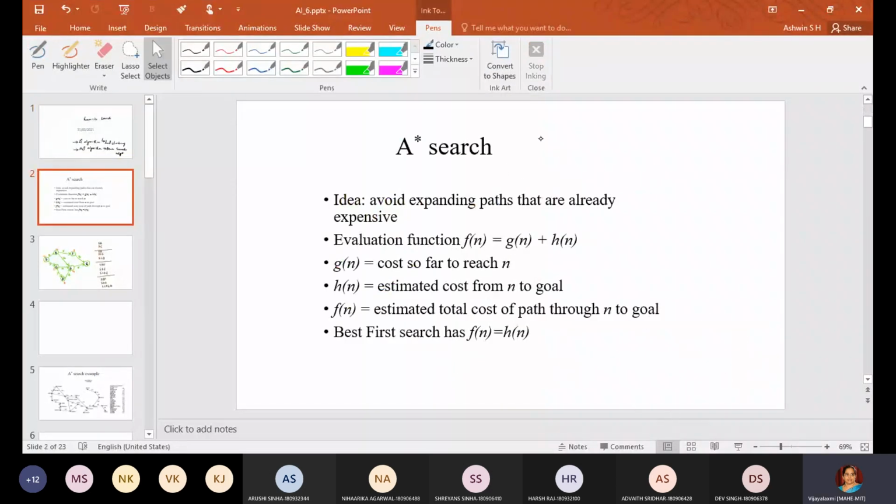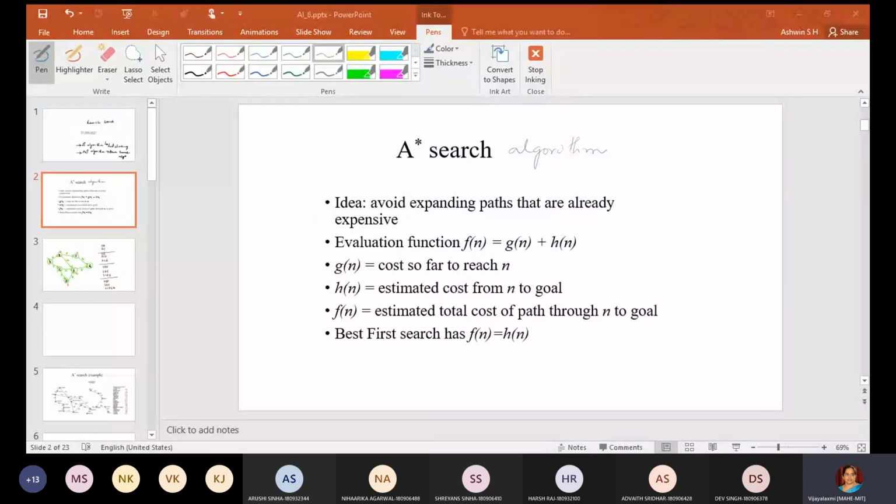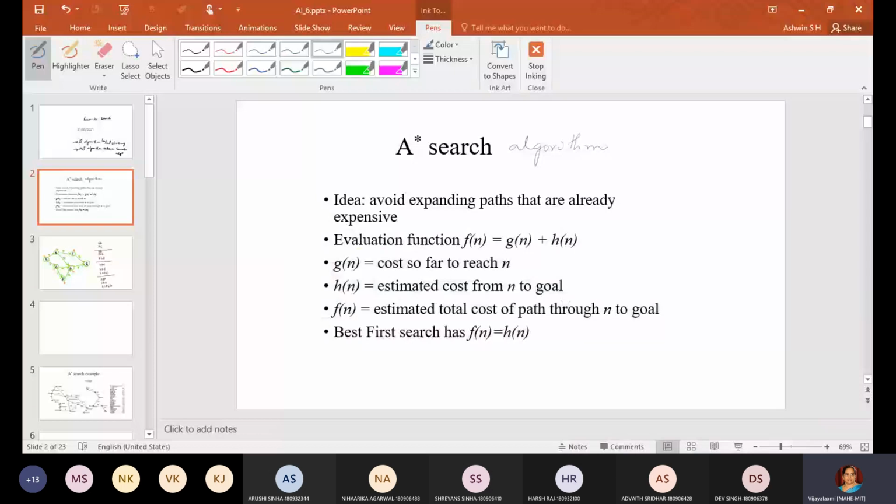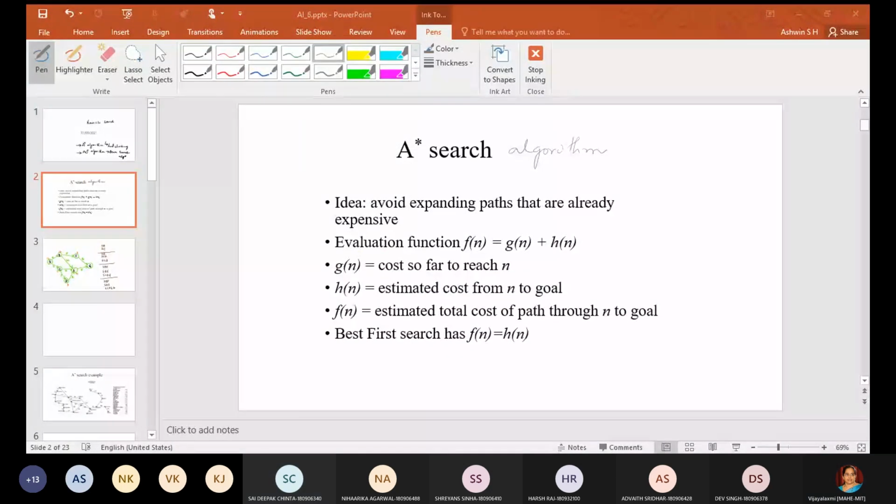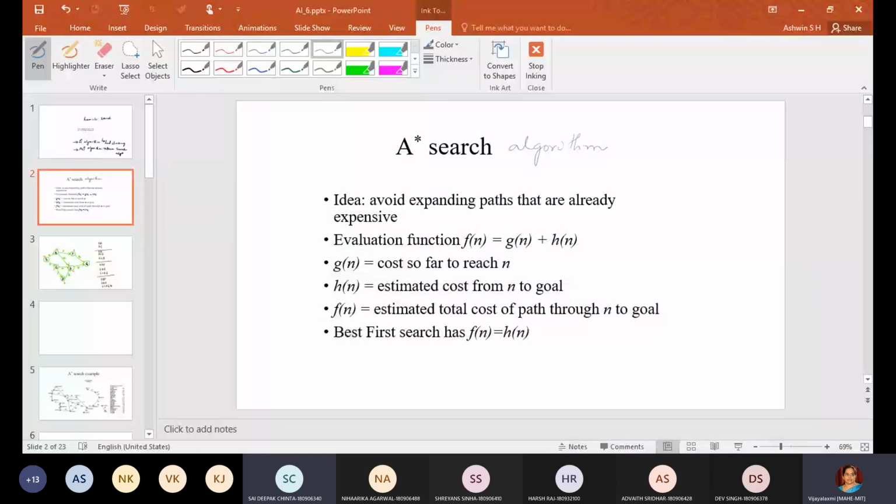Okay, A star search algorithm. So here, what is the idea behind this algorithm? Avoid expanding paths. This is the main idea behind this algorithm. So you do not follow or do not expand the path which is expensive.